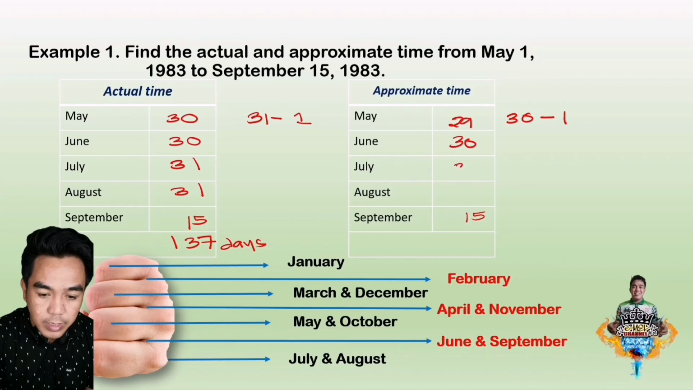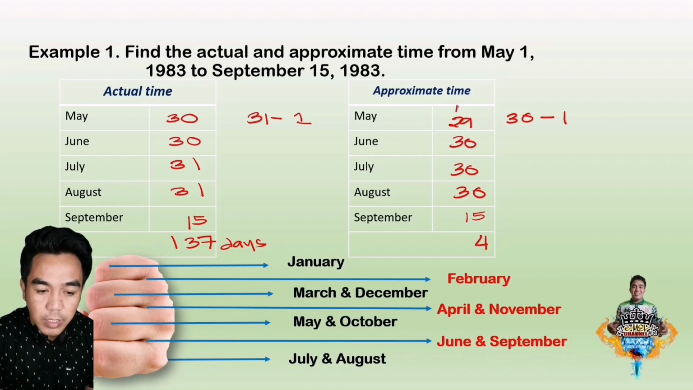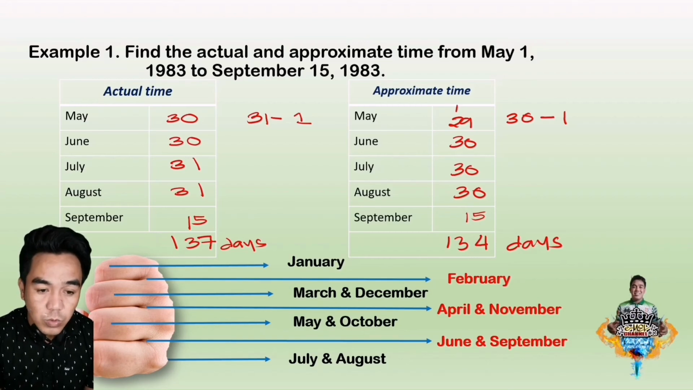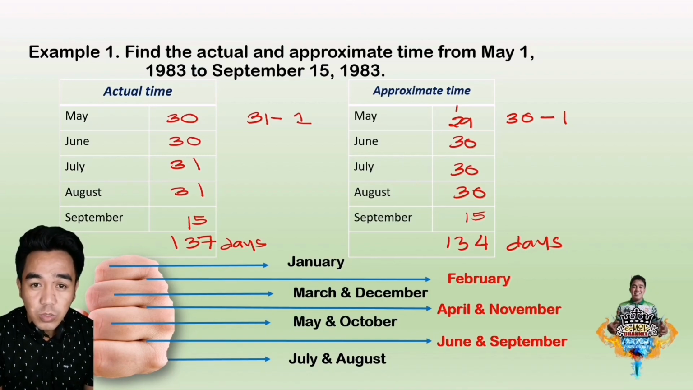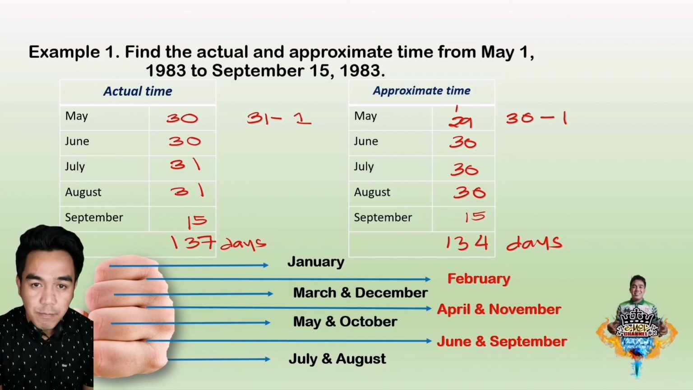And all of the months have 30 days. Just simply add. This is 14, carry 1. This is 3, 6, 9, 12, 13. Therefore, from May 1, 1983 to September 15, 1983, the same year, when we are computing for the number of days for the actual time, it has 137 days. On the other hand, if we are going to solve for the number of days on the approximate time, it has 134 days. That is how we solve the approximate and the actual time for this example number 1.